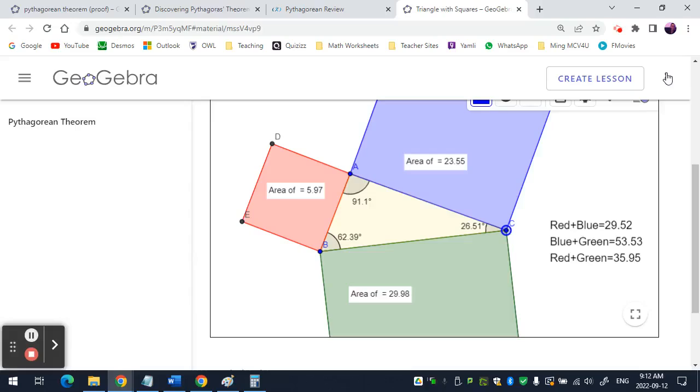The Pythagorean theorem only works 100% perfectly if one angle is exactly 90 degrees. Anything else, less or more, you're close, but you cannot claim it's the Pythagorean theorem. That's basically the point of today's lesson. Okay. All right.